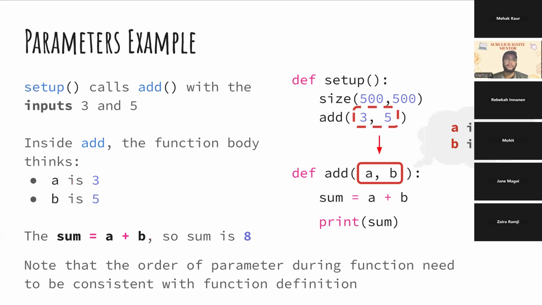Another example of parameters: setup calls add with inputs of 3 and 5. So here we are doing something very similar. We have the add function, and inside of the setup function, we're calling this add function, and then we're adding the values together, putting them into sum, and then we're printing out the sum. So this doesn't have a return value, it just prints out the value of sum.